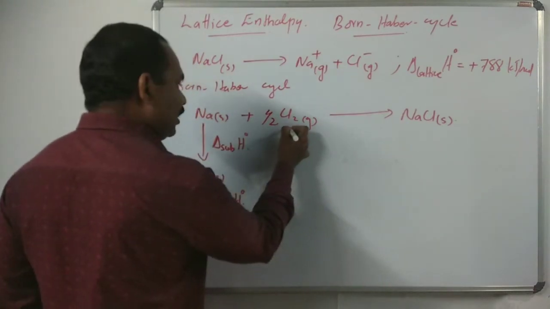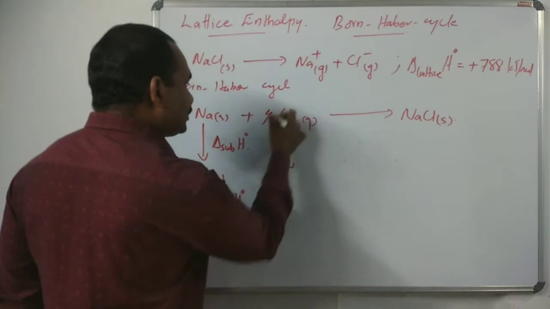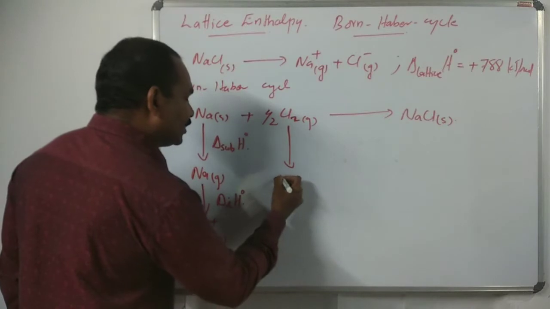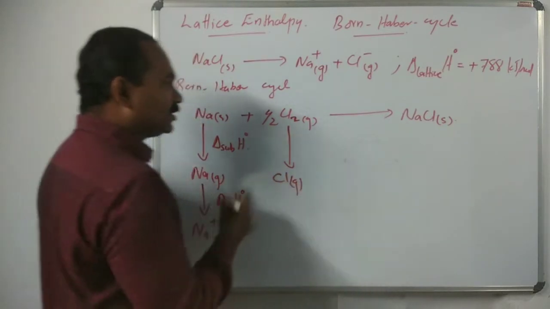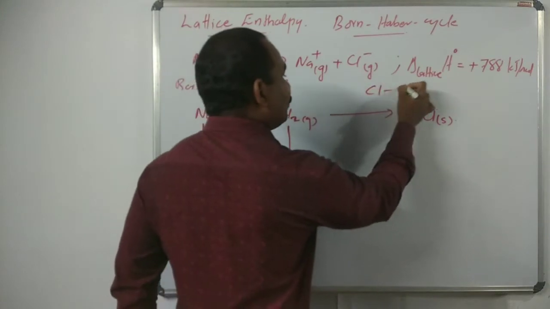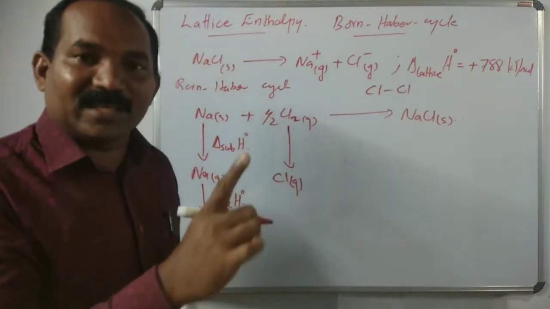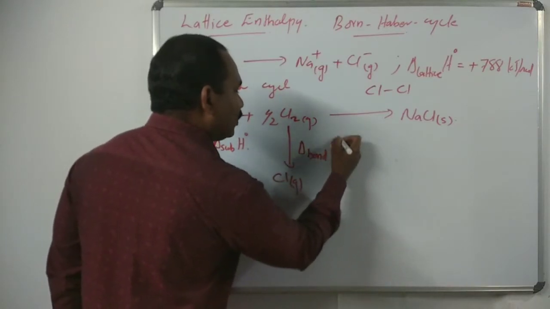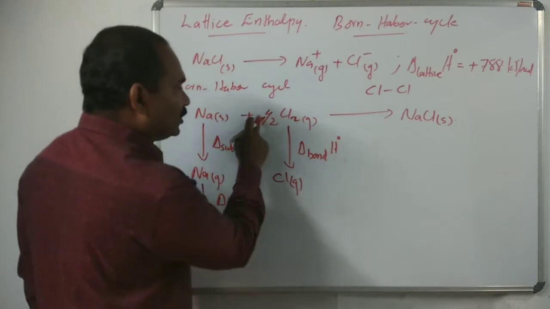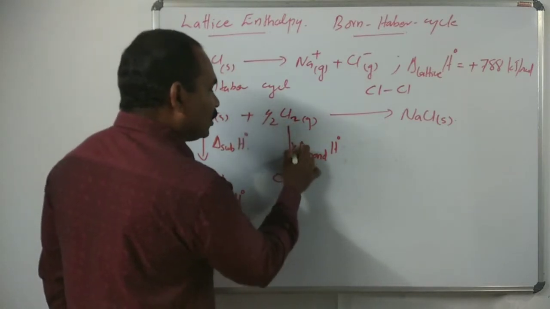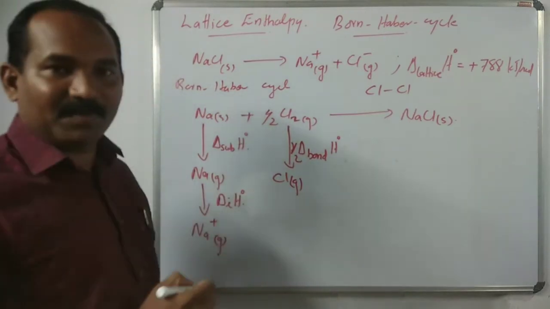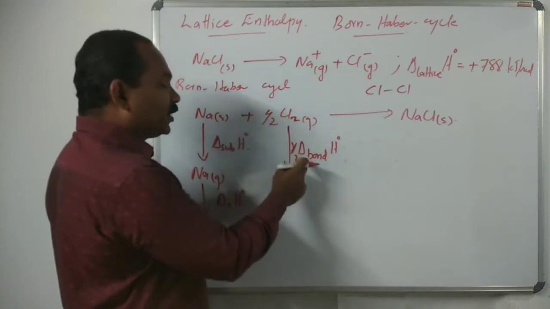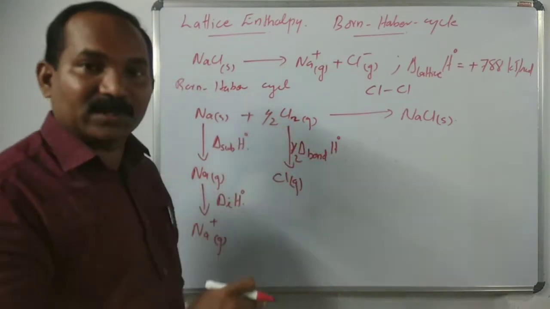In the next step, the Cl2 gas, the chlorine molecule, is converted into Cl gas. In Cl2 the Cl-Cl bond breaks. That's why it is bond dissociation enthalpy, or bond enthalpy. Here it is half a molecule, not 1 mole but half a mole, so it is half the bond dissociation enthalpy.